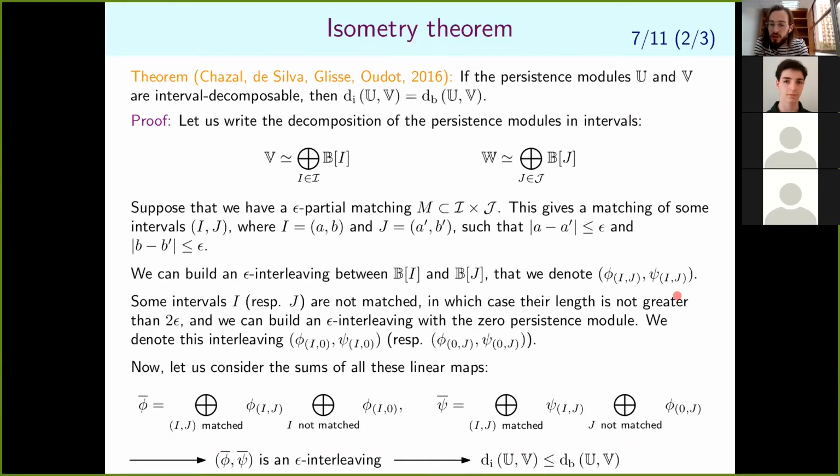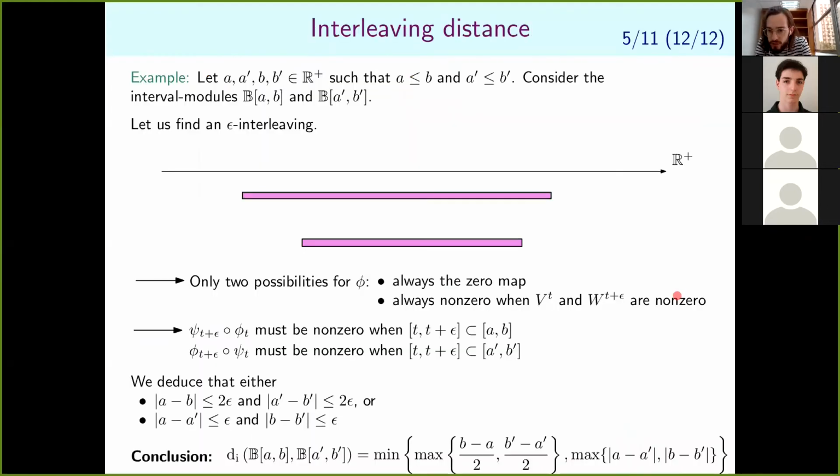Can you give some intuition on the epsilon interleaving definition? For instance, what is the meaning of taking epsilon big or small?